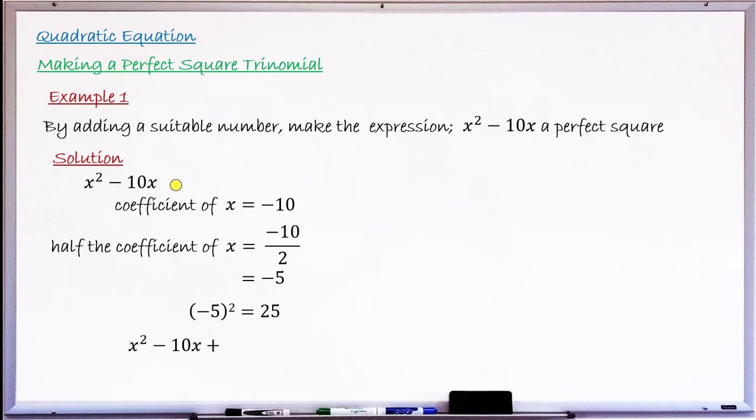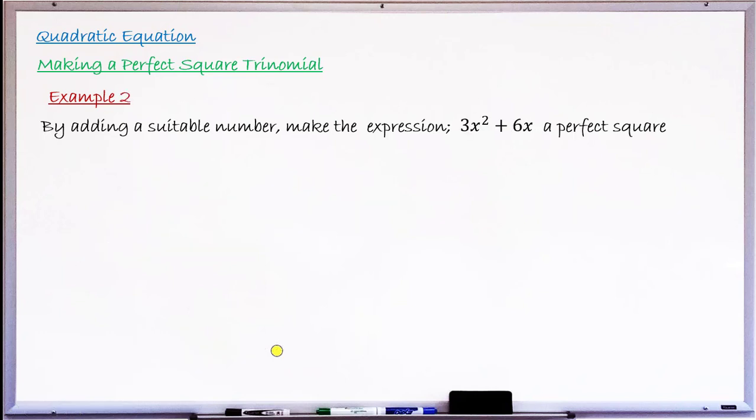So let me do that. I'm going to copy this x squared minus 10x. Then I'm going to add the term number 3 to make it a trinomial, and that term number 3 is this 25. So adding 25 to this expression is now surely a perfect square. Let's just move on and take another example.